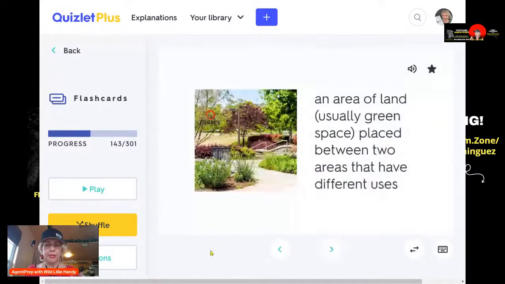Oh, that's a pretty picture. An area of land, usually green space, placed between two areas that have different uses. Somebody mentioned that at the beginning. I think it was Rockwall. He responded on another question. Okay, so far I have buffer zone. Hey, y'all are good today.